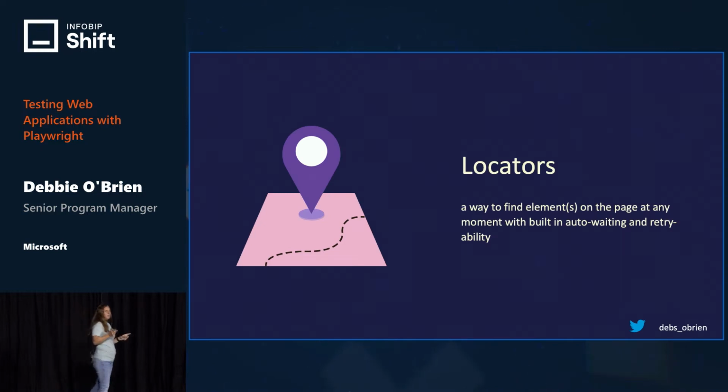So locators, what are locators? You just saw in the code. Locators, they're a way to find elements on the page at any moment with built-in auto-waiting and retry ability. So it just comes out of the box. You don't have to do any work to get this, which is great.